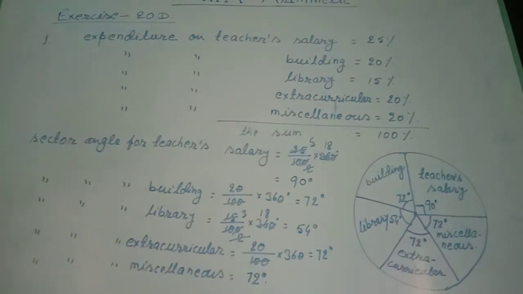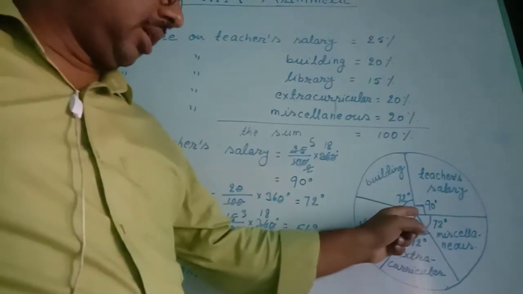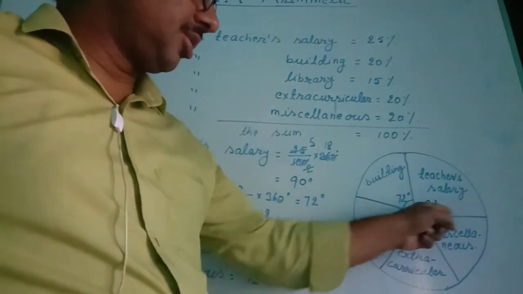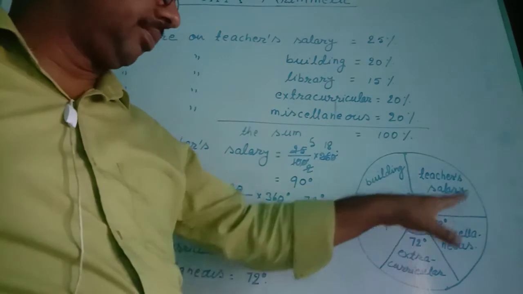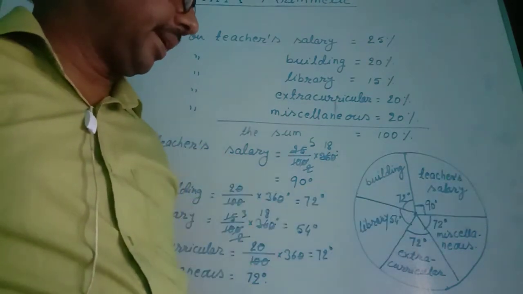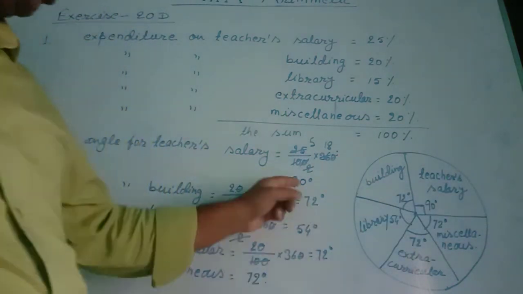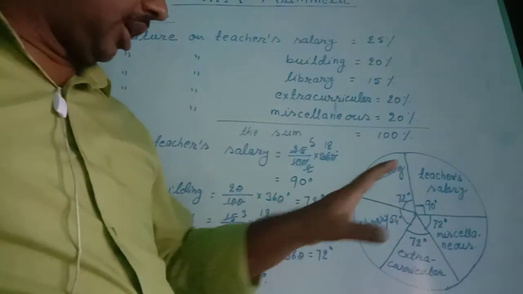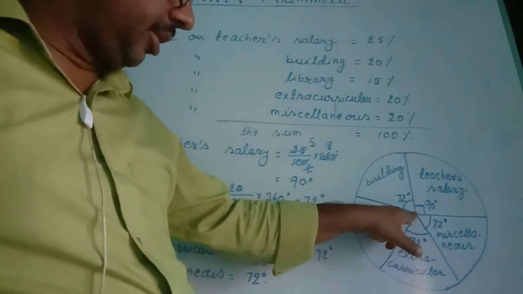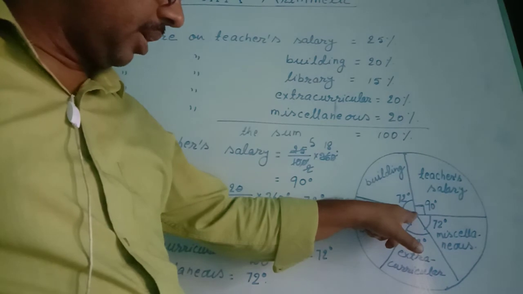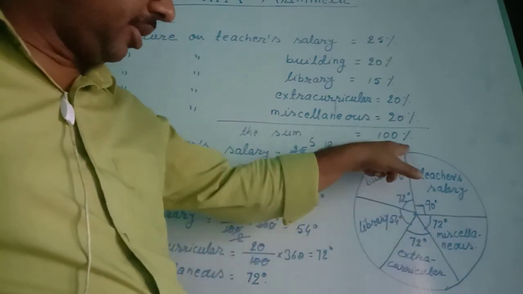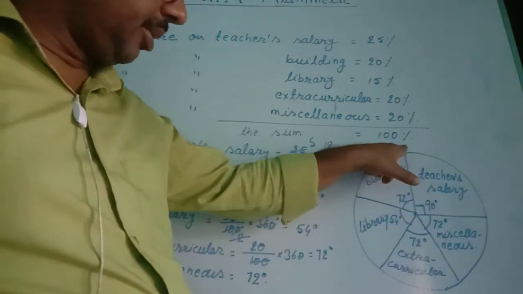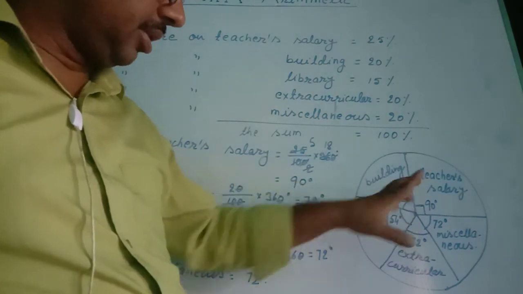Now the pie chart. For that we need one circle, and I used one convenient radius to draw the circle. This radius. First is 90 degrees. So I used the protractor. I kept the middle point of the protractor here, and above the measurement of 90 degrees I kept one point. From there I joined this line to the center.